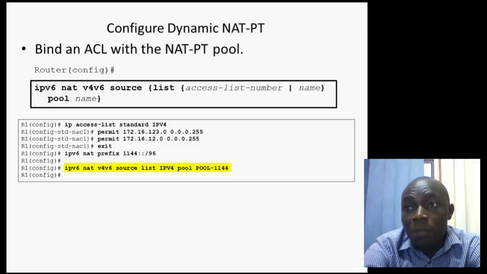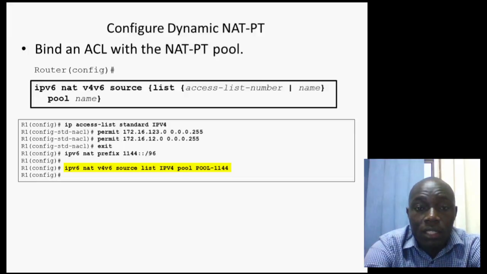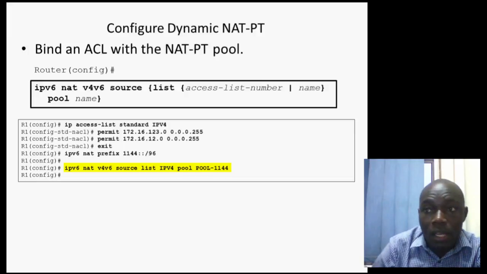So NAT-PT can be configured either dynamically or statically. So there is static NAT-PT and dynamic NAT-PT. That presentation summarizes the transition techniques that are used to transition IP version 4 to IP version 6.